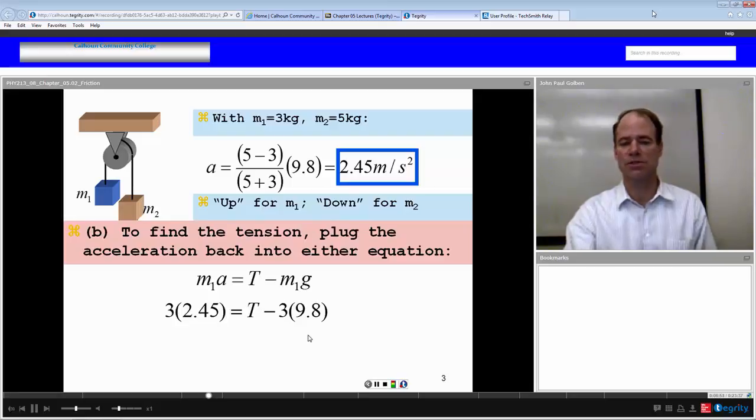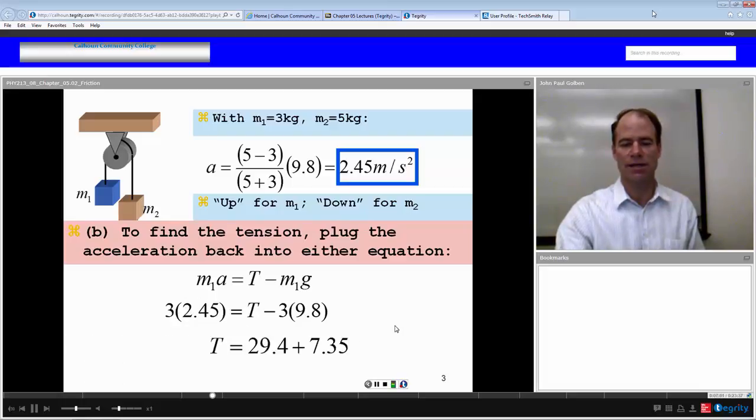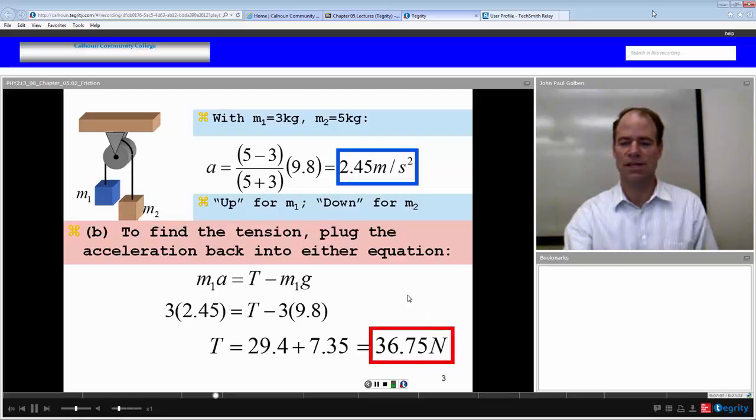So 3 times 2.45 is equal to tension minus 3 times 9.8. So tension will equal 3 times this plus 3 times 9.8. That's going to be 29.4 plus 7.35, or 36.75 newtons. That's the tension in the cord. If I plug this acceleration back into the other equation and solve for T, I would get the same answer, 36.75 newtons.